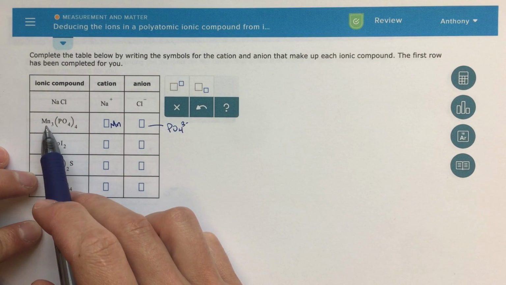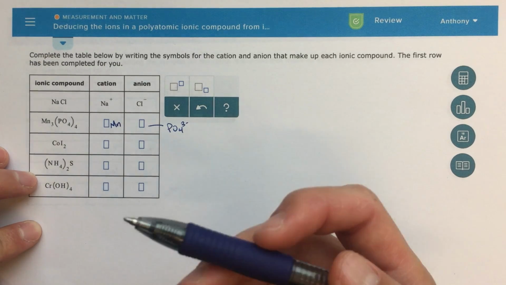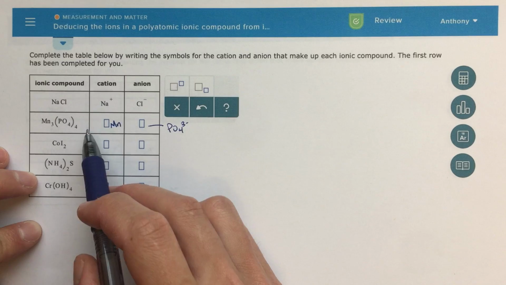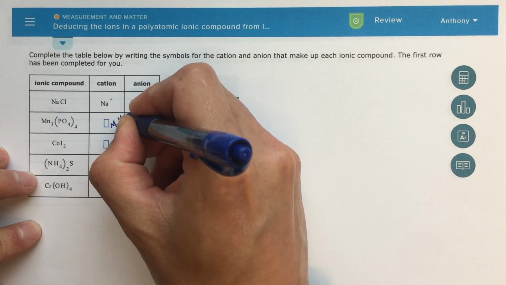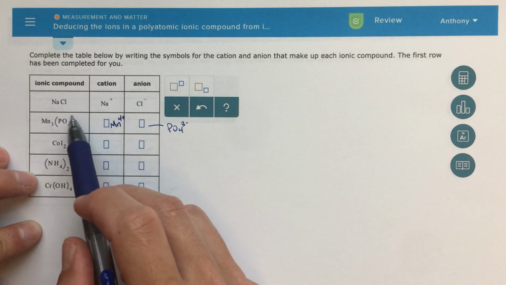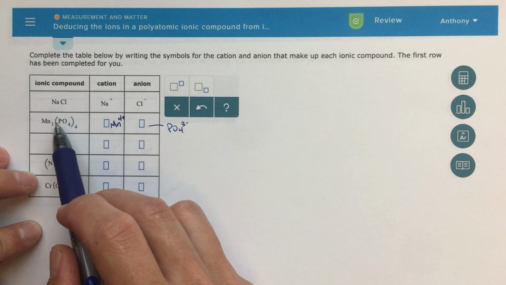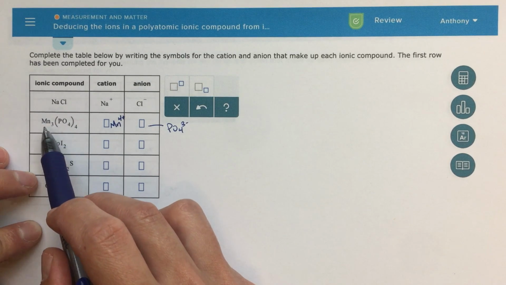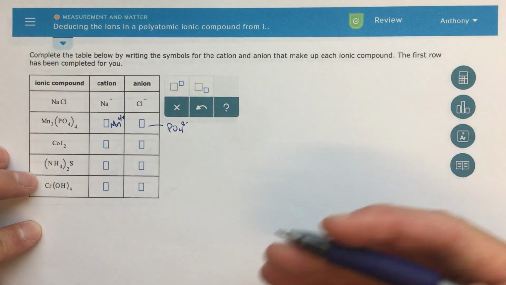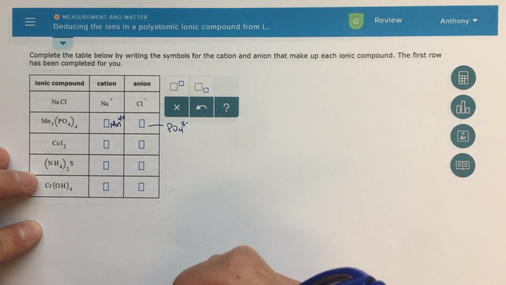For our manganese, I'm going to again look at this ratio between manganese and phosphate. I already know that phosphate has a 3- charge, so that tells me that manganese needs to have a 4+ charge because I need to balance that out. This is going to have minus 12 total, so I need to have plus 12. I've got 3 of them. How do I get to plus 12? Well, if each one is plus 4, that's how we achieve that.